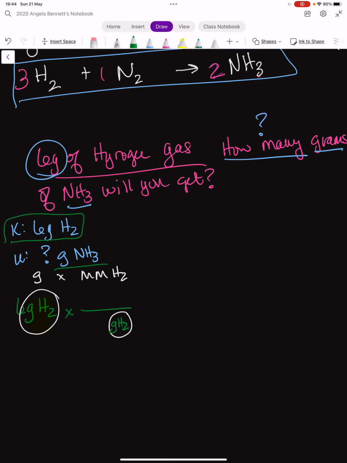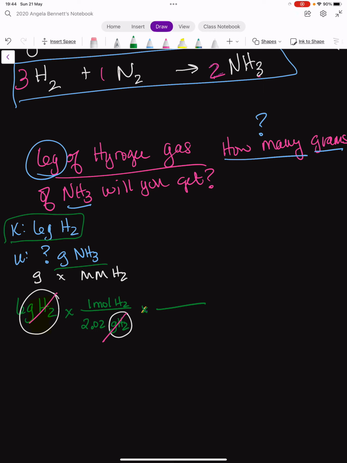Okay, well, hydrogen's molar mass for one hydrogen is 1.01. So in this case I have 2, so it's 2.02 grams for every 1 mole of H2. And then when I do that, grams of H2 cancel out. There we go. Now I have moles of H2.